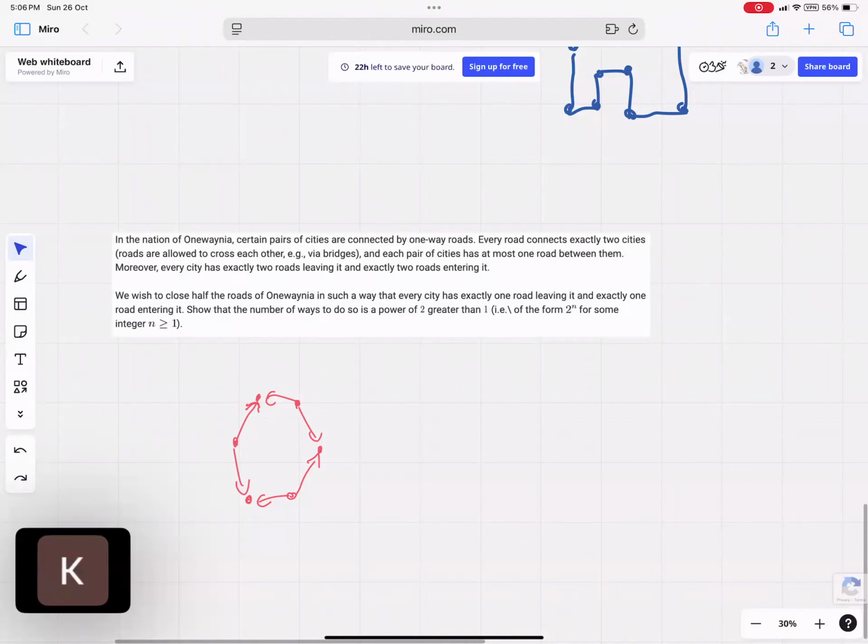So we can observe that there are at least two cycles in the original graph, right? Why? Because we can take a vertex and start with one road leaving it, then start with the other road leaving it, and we'll get two cycles. Right? Yes, I got it. Okay. Then I'm not sure.